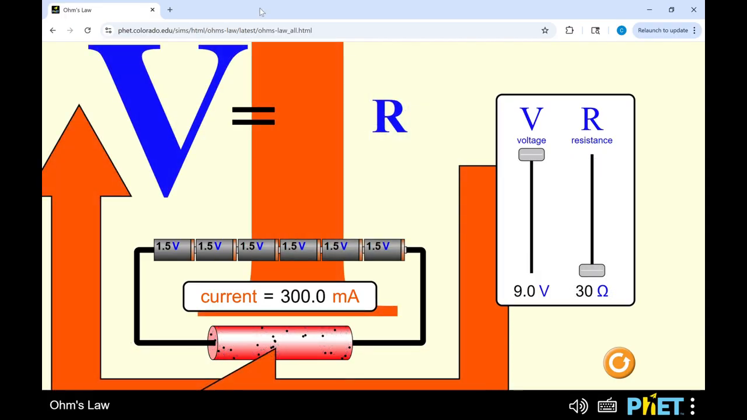In this simulation of Ohm's law, we have three variables. V is for voltage. It is the electrical pressure that pushes electrons through a circuit. Its units are volts. I is for current. It is the rate of flow of electrons through a circuit. Its units are amps. R is for resistance. It opposes and slows the flow of current through a circuit.